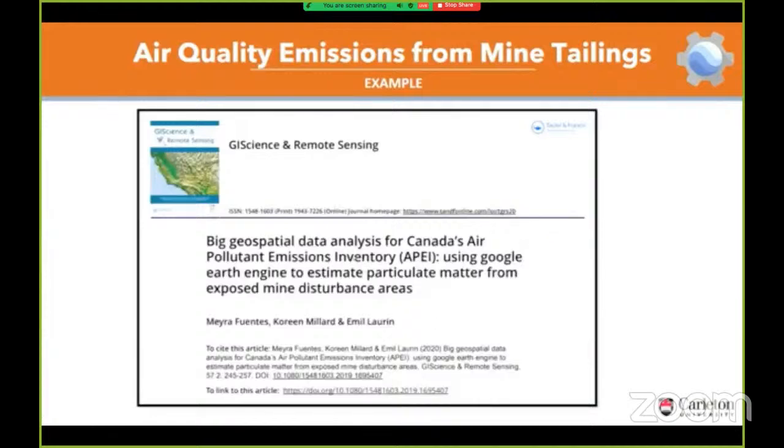So you can read this paper. There's lots more details in here. This was written by Mayor Fuentes, who is a student in my group at Environment Canada. And if anybody needs this PDF, I can send it if you want to email me.